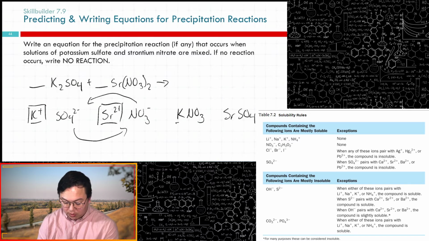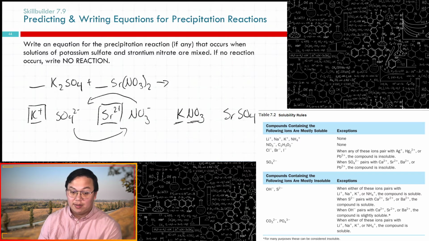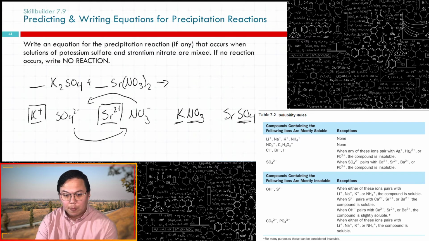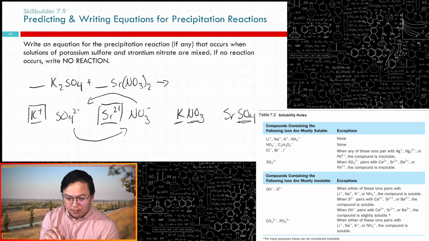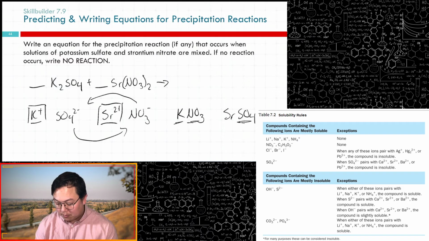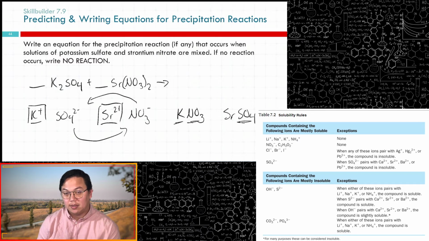Now we'll go to our solubility table, and if we start with potassium, potassium is one of those always soluble cations. Nitrate is also always soluble. And then strontium is in our list of exceptions, but we have to look at what it's mixed with, and it's mixed with sulfate. Sulfate is mostly soluble, except when sulfate pairs with calcium, strontium, barium, or lead. The compound is insoluble. So we know this will be our solid, because strontium is in the list of exceptions.